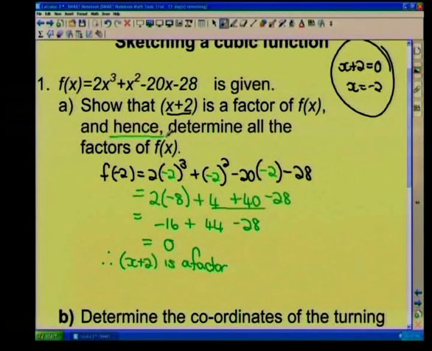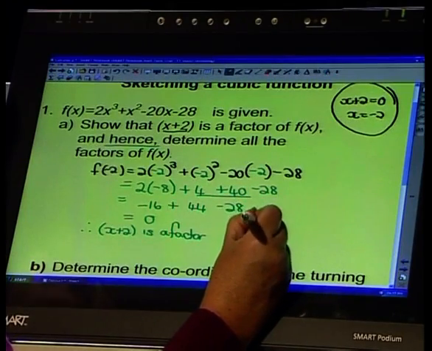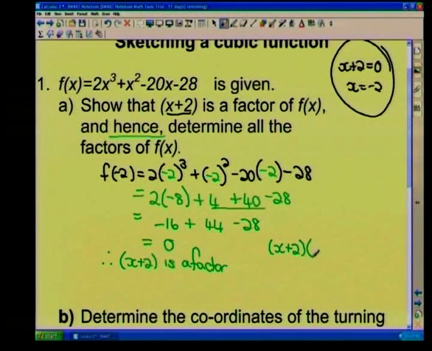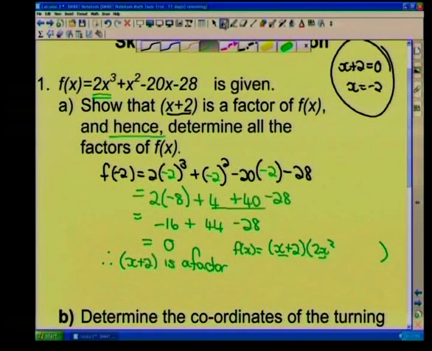Now it says, hence, find all the factors. So now we have no choice but to go and actually factorize that using that method I was just showing you a little while ago. So let's have a look. We would go over here and we'd say x plus 2. And we'd say we want to find out what's left. So we know we want to get a 2x cubed. So we need a 2x squared over here to get that right. Then we need a minus 28. We've got a plus 2 there, so we need a minus 14 over there.